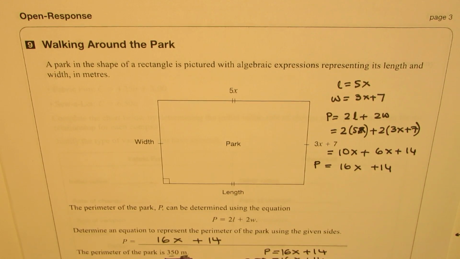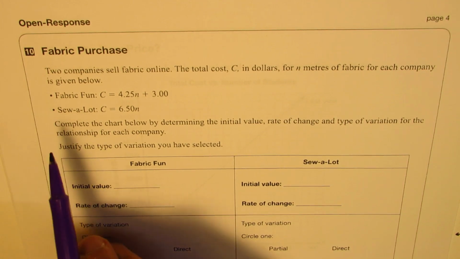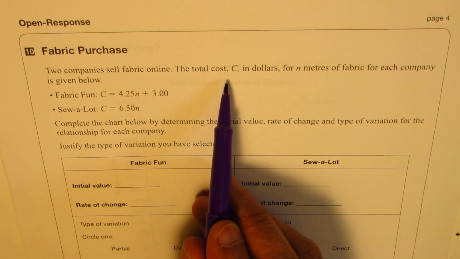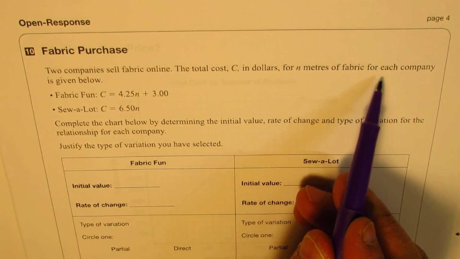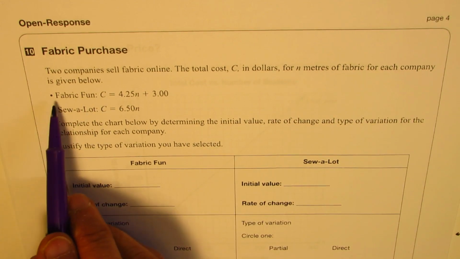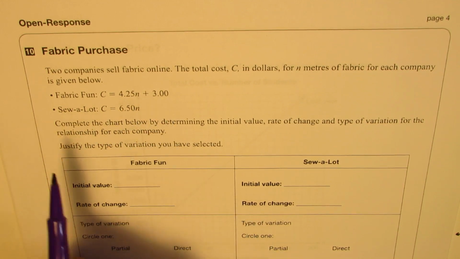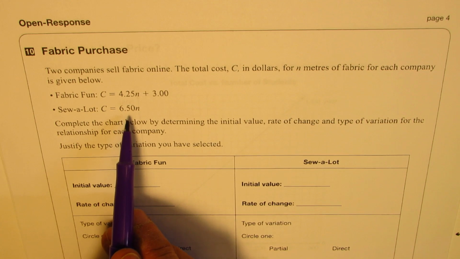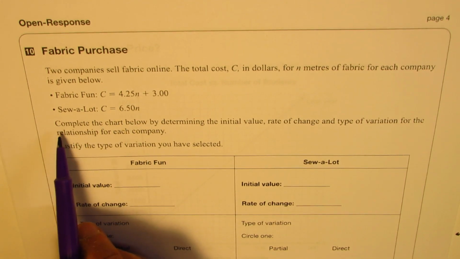So we'll take up the next question now. Question number 10, which is based on fabric purchase. The question here is, 2 companies sell fabric online. The total cost C in dollars for n meters of fabric for each company is given below. Fabric Fun, the cost is 4.25n plus 3. And for C a lot, the cost is 6.5n. Right? So that is the direct cost plus nothing, right?